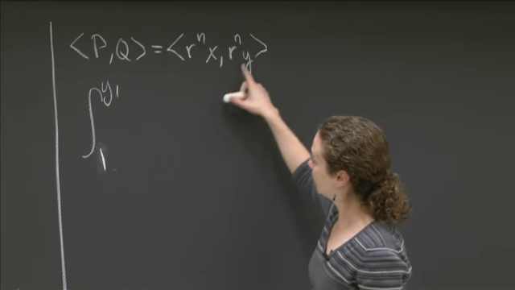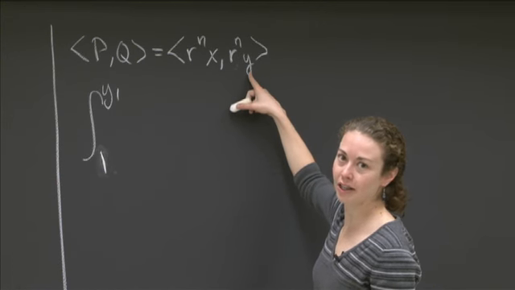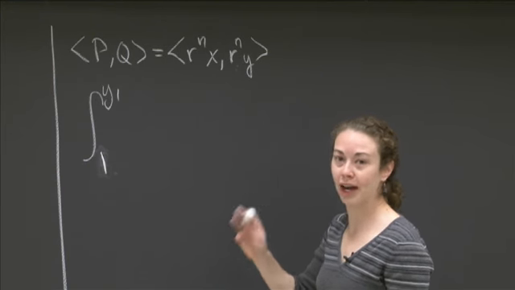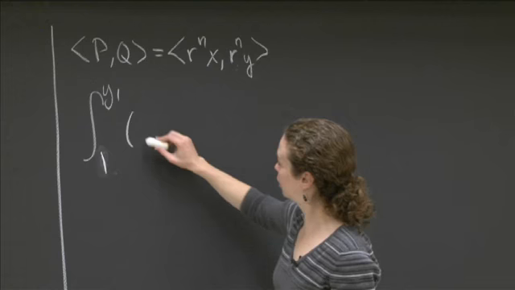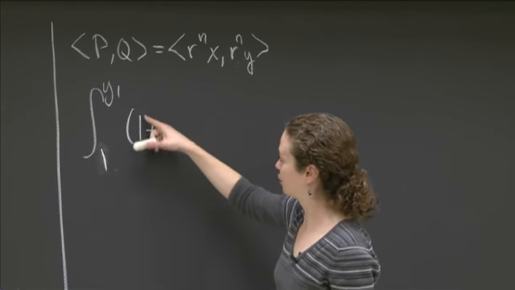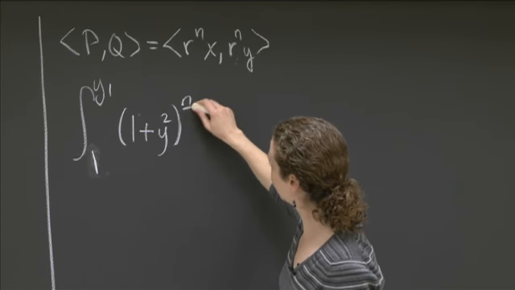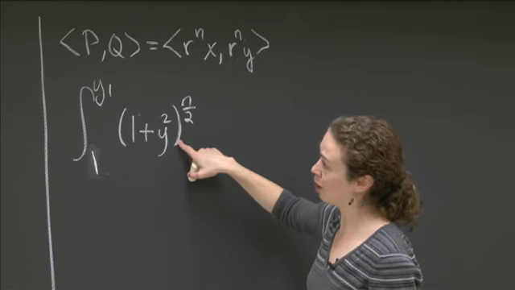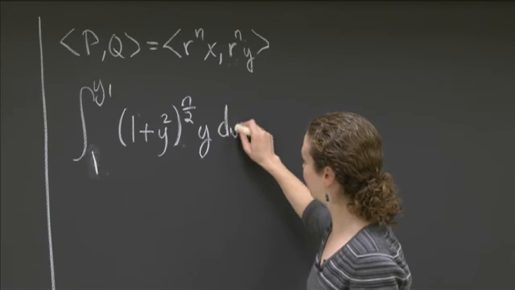So Q is r to the n y. So I have to remember what r is. r is x squared plus y squared, to the 1/2. So in this case, x is 1, and when I square it, I get 1. And then I have y squared, and then to the n over 2. So this is my r to the n part along the curve C1. And then I multiply by y, and then I take dy.